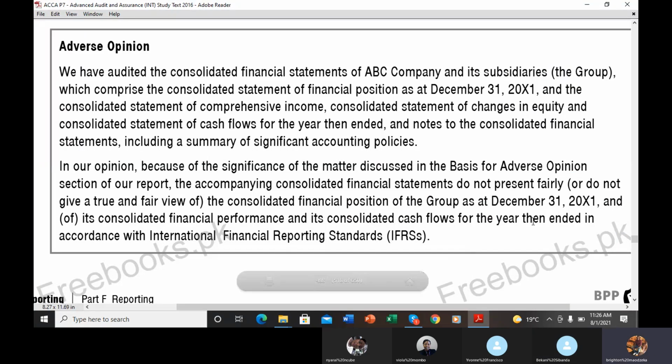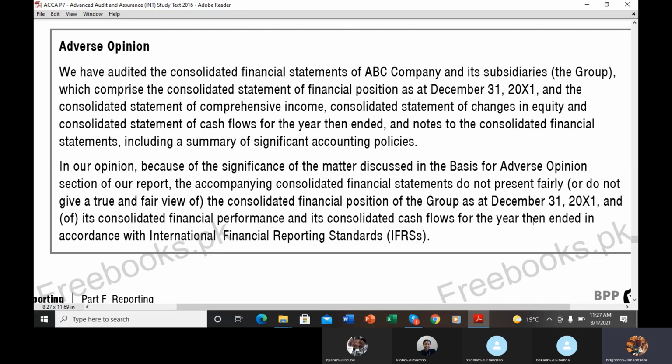So under adverse opinion, everything is the same from the top: title, addressee, what the report is all about. But the first heading is what makes it different. Now it's an adverse opinion that we are expressing, so we have to clearly indicate that adverse opinion. Again, under adverse opinion, clearly mention the company that has been audited, the financial statements that have been audited, the period that is covered by those financial statements. And again, just reference the reasons why you have issued an adverse report.